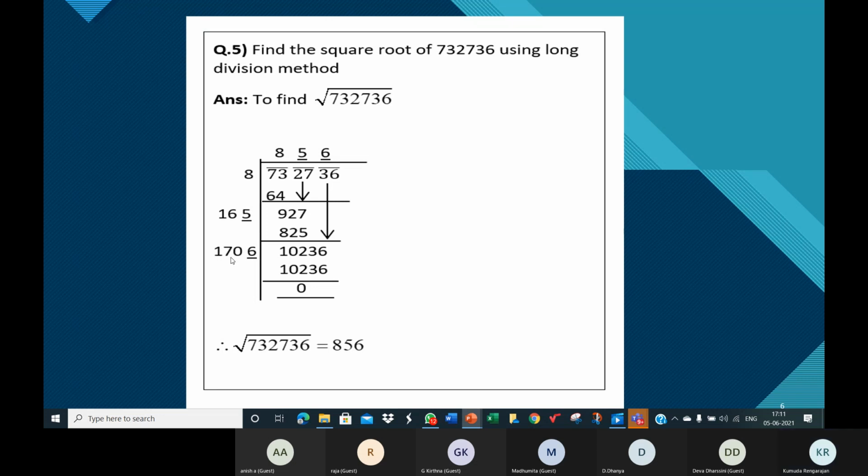Now you can see, since it's the last stage of division, observe the number you have. The digit in the ones place is 6. You know that 4 4s are 16. So if you write 4 and 4 here, you will get 6 in the end. Or 6 6s are 36. You will get 6 in the ones place. So you have to try 4 or 6 here.